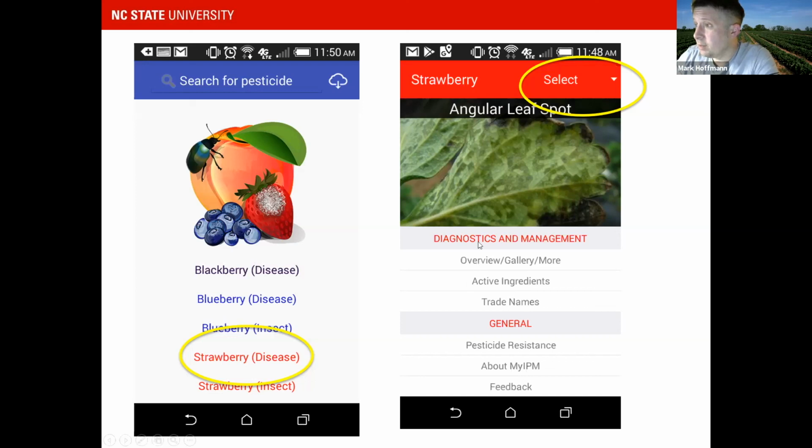And you basically can go and select your pathogen, and you see pictures. You usually have 6 to 7 pictures per pathogen. You have a diagnostic and management section, and then you have a general section as well. So that is a very, very useful tool for everybody.